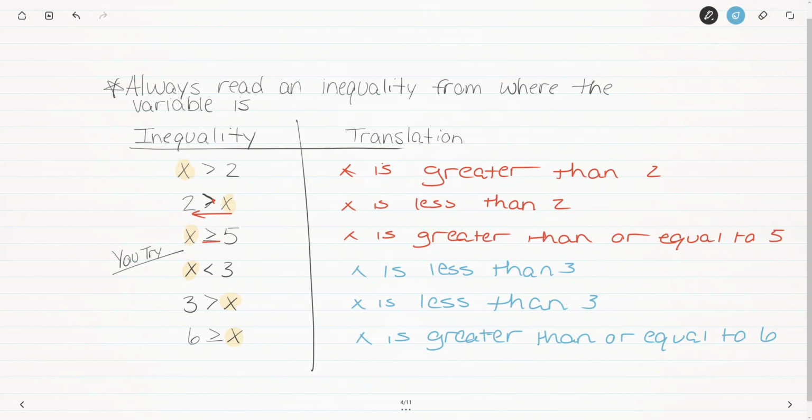And then here are your answers for those 3. So in this one, x is less than 3. But if you look at this one, I have to read it backwards. And it says actually the same thing. X is less than 3. So there's 2 ways you can write an inequality. And then the last one, oops, I made a mistake in that one. It's not greater than, because x is on the pointed side of the sign. So this should say x is less than or equal to 6. So x is less than or equal to 6 for that one. My mistake.